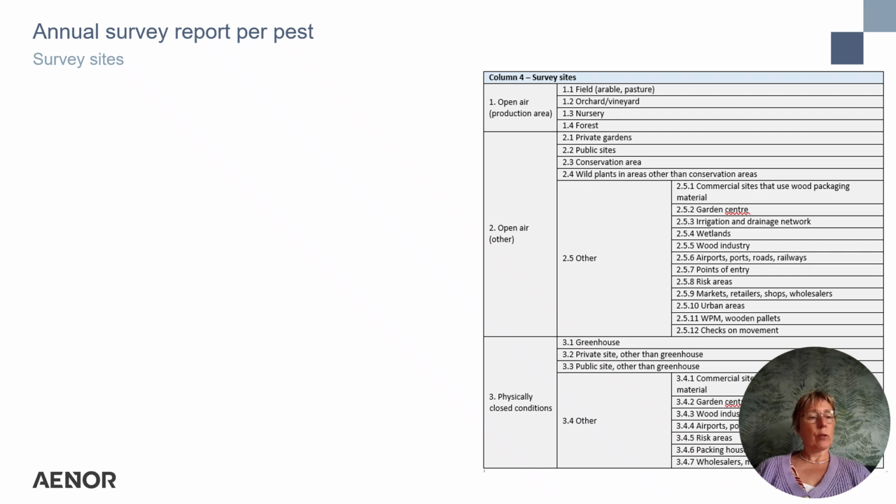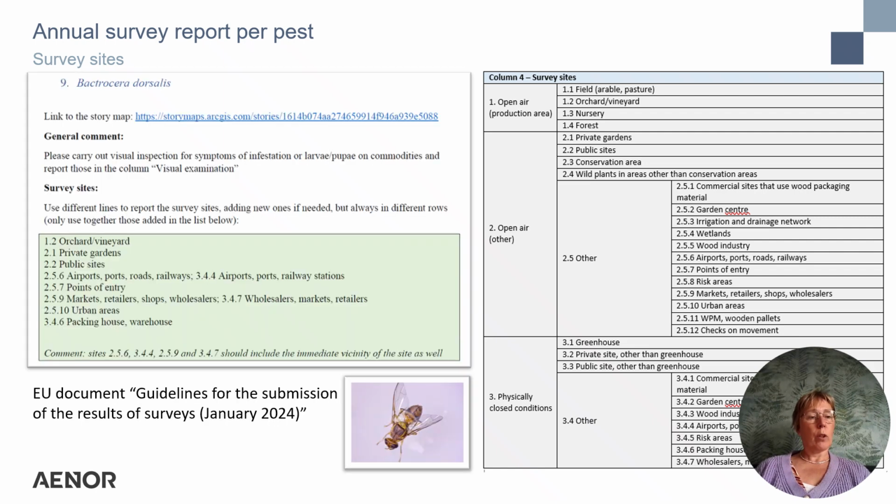In January 2024, the Commission published the document Guidelines for the Submission of the Results of Surveys, defining for the priority pest how survey sites should be reported. Here you see an example with the different survey sites for Bactrocera dorsalis.